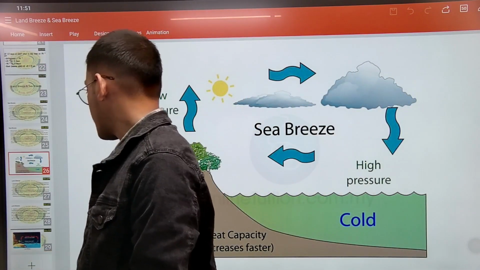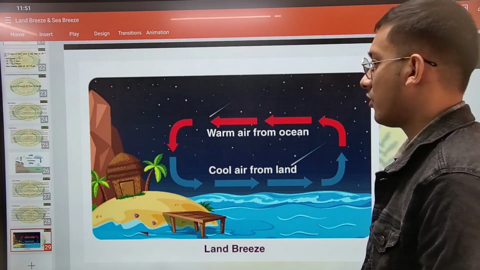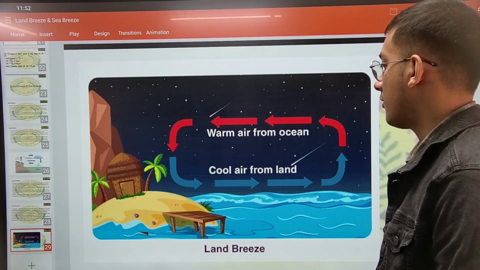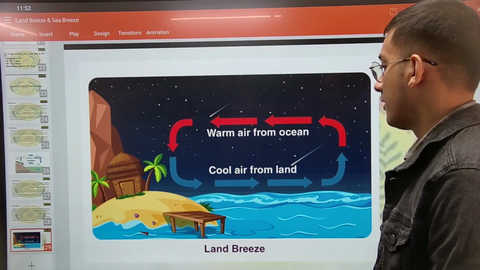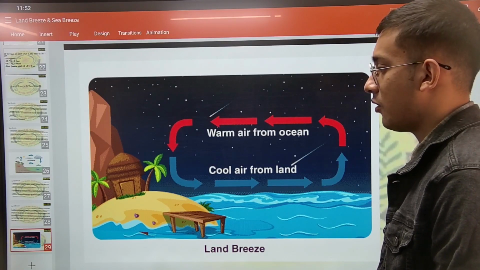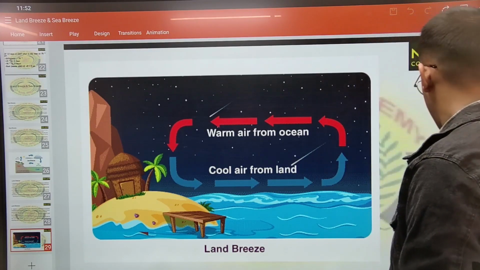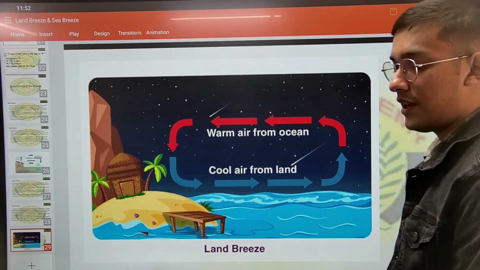We have land breeze. So land breeze is at night. So at night, land cools down faster, so it will be your high pressure. Sea cools down slowly, it will be your low pressure. Thus, from land to sea. So this is your chapter and this is about land breeze and sea breeze.